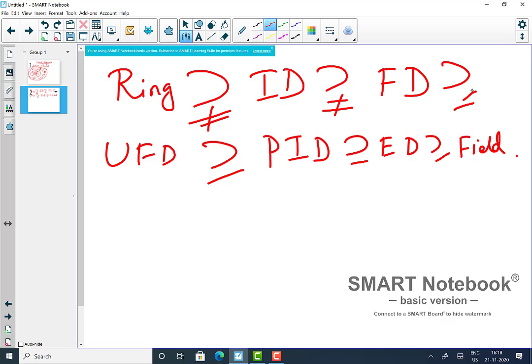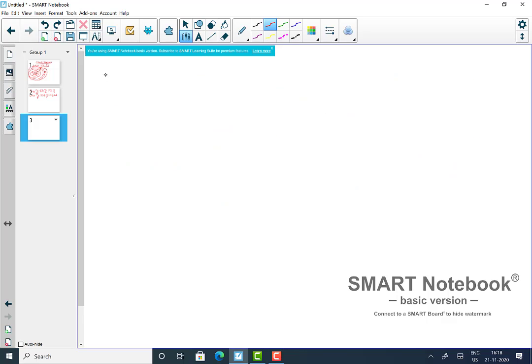And these are all proper inclusions. What I mean is that there are examples where a field is a Euclidean domain, but there are Euclidean domains which are not fields, like for example Z, the ring of integers, which is a Euclidean domain but not a field. So maybe I will give an example in each case.